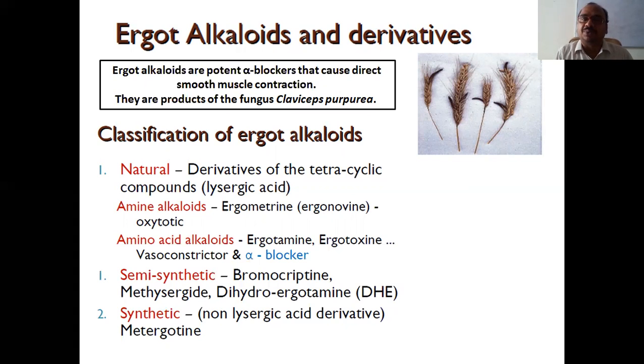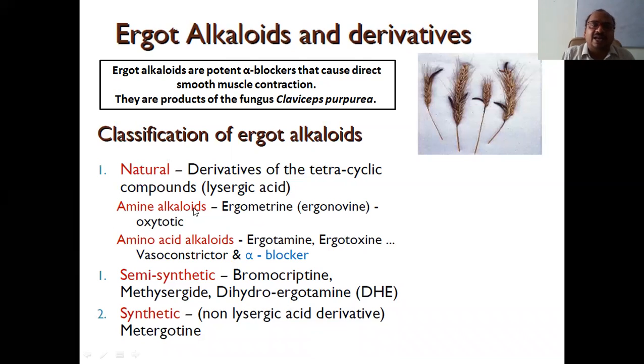Now you go to the classification: natural, semi-synthetic, synthetic. Natural means from nature. Semi-synthetic means you modified something. Naturally obtained and you are modifying something is semi-synthetic. Synthetic means completely prepared in your lab only. That is called synthetic. So natural derivatives of tetracyclic compounds, lysergic acid, number of times it has appeared.